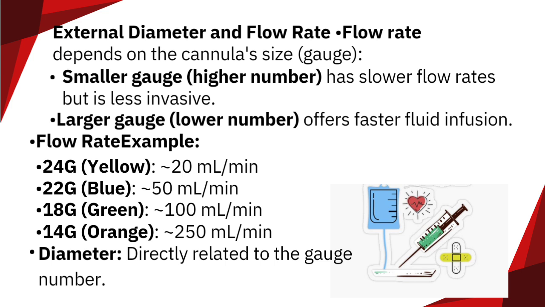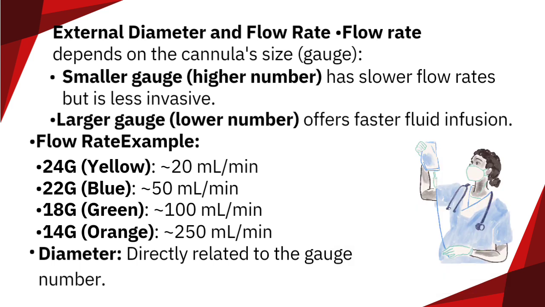Flow rate example: 24 gauge, yellow, 20 ml/min. 22 gauge, blue, 50 ml/min. 18 gauge, green, 100 ml/min. 14 gauge, orange, 250 ml/min. Diameter is directly related to the gauge number.